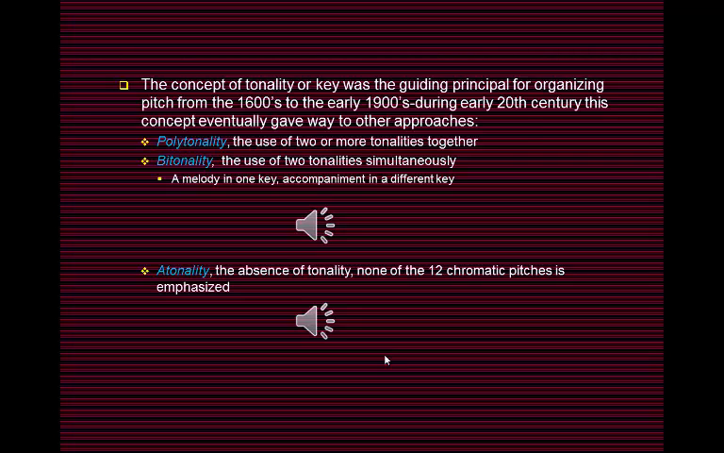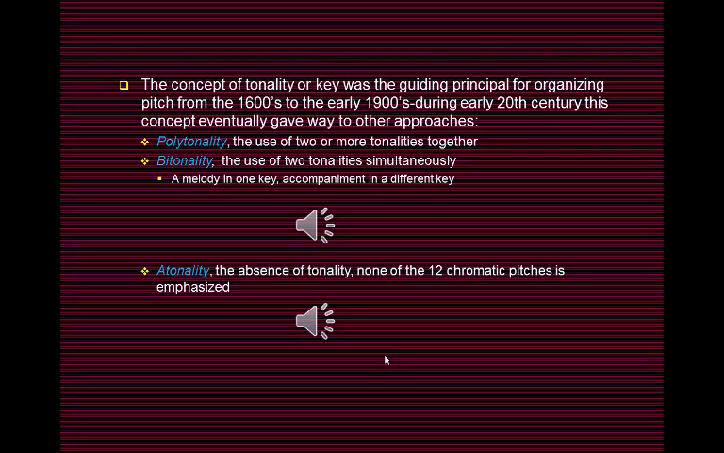Along with new harmonic possibilities, there was a new approach to tonality. For several hundred years, music had been based on the principle that there was a central tone or tonic that the music was based around. Even when pieces modulated, they would often return to the home key. During the 20th century, composers experimented with tonality.